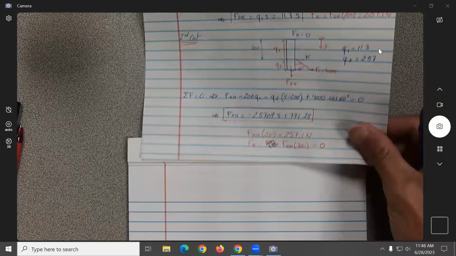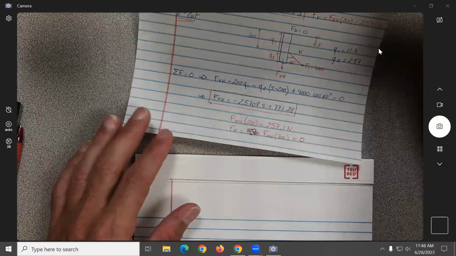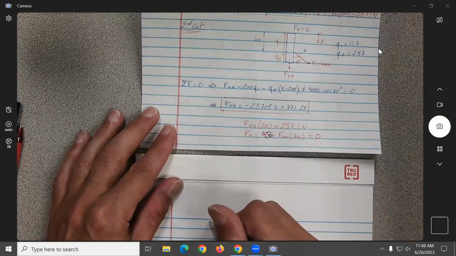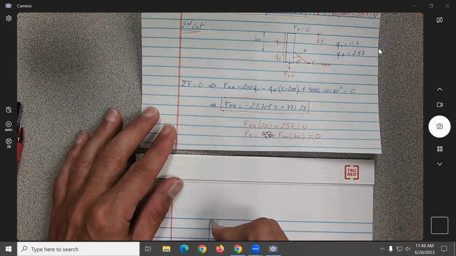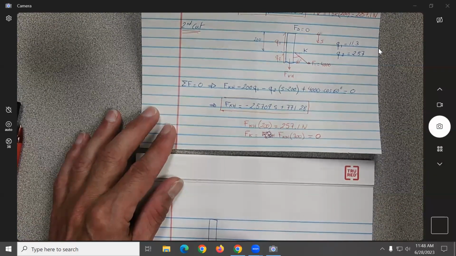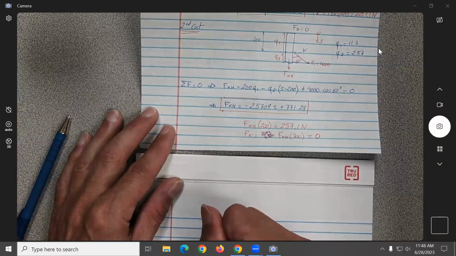All right, so I'm going to put this on top. And basically, let me redo the figure here, since it's on the previous page. We have D, K, H. We have Q1 over here.